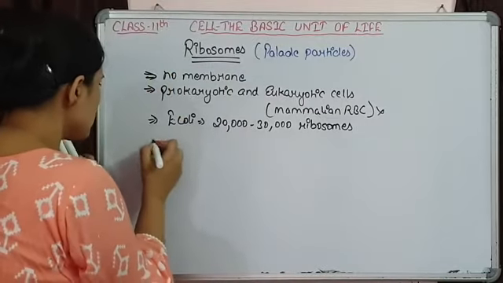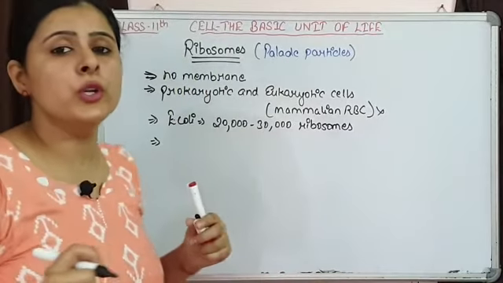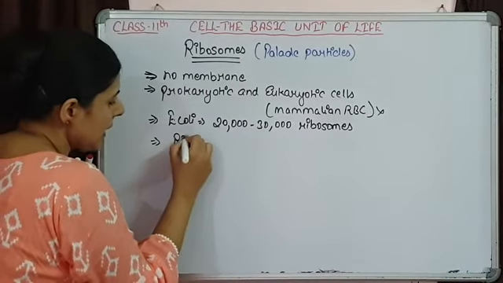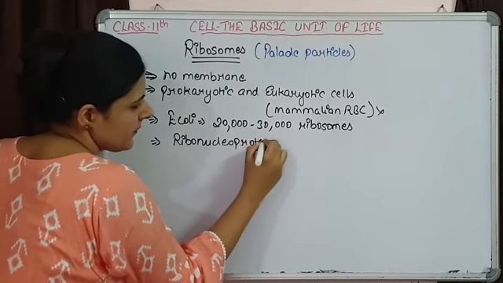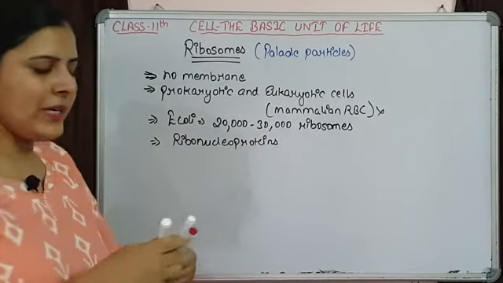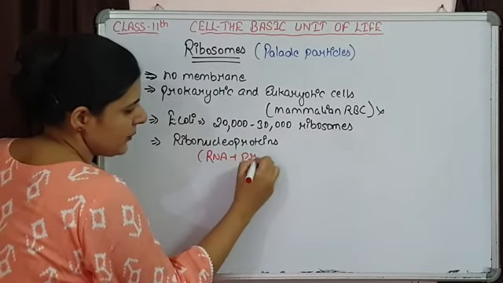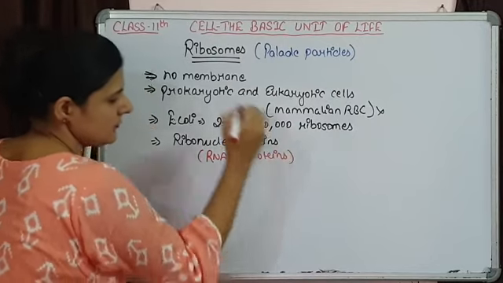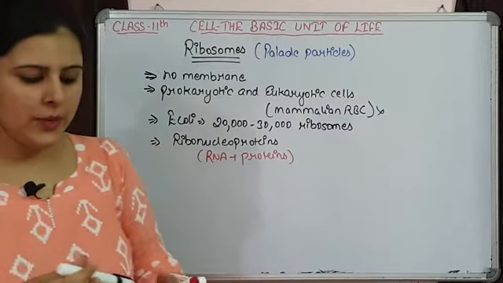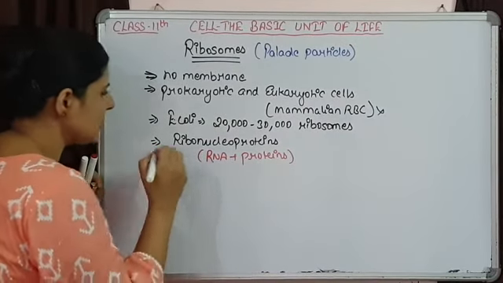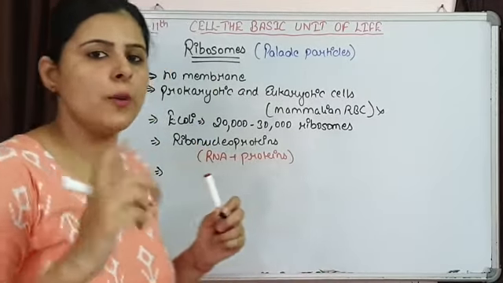Now what are these ribosomes actually? They are ribonucleoproteins, made up of two components, that is RNA and proteins. So RNA and proteins combine together and make the ribosomes. अगर हम ribosomes की बात करते हैं, then there are two subunits. One ribosome is made up of two subunits.